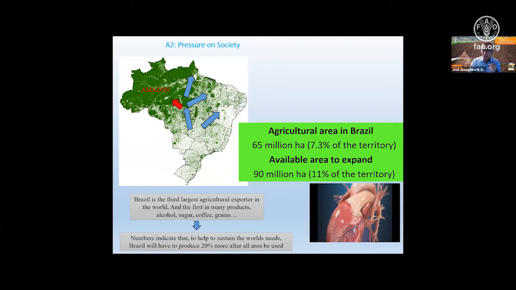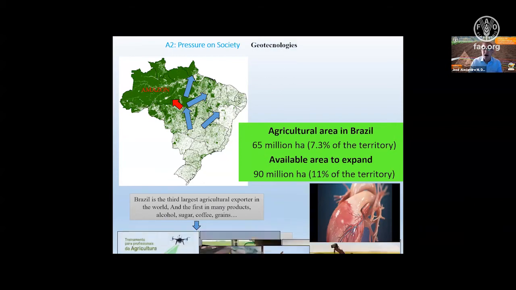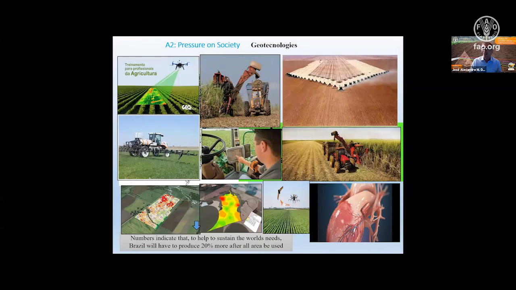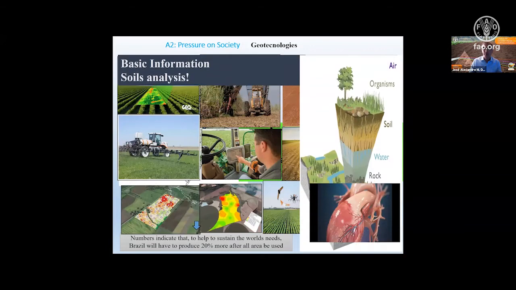But the numbers say that to sustain the world's needs, Brazil probably will have to produce 20% more after it has all the area used. So I can't tell you how to do that without geotechnologies. We have to use this. We have to evolve. And on this matter comes soils.